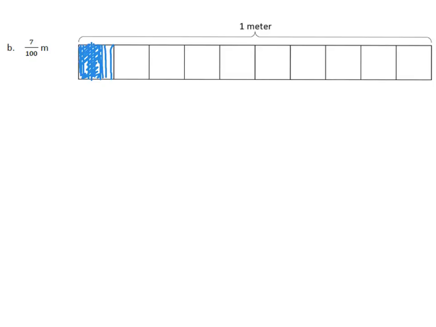Now we're going to write it as a decimal. So go ahead and pause the video and write your fraction as a decimal. Replay when you are ready to check your work. So the decimal is going to be 0.07 because I don't have any tenths shaded in.